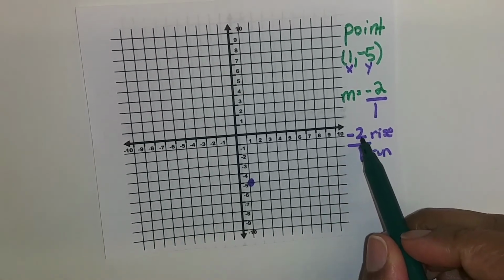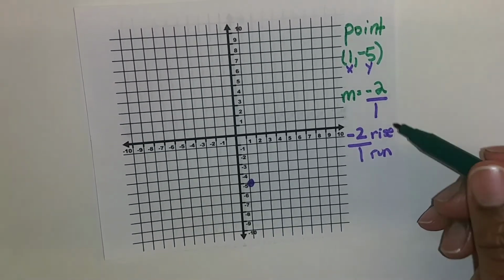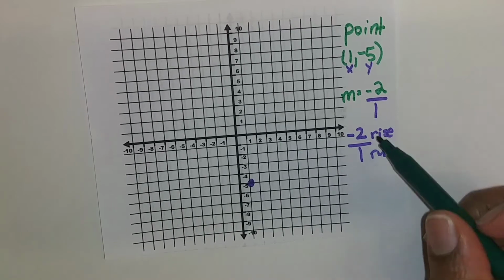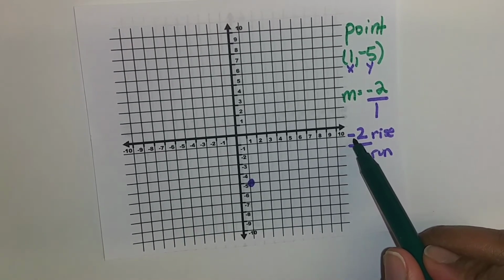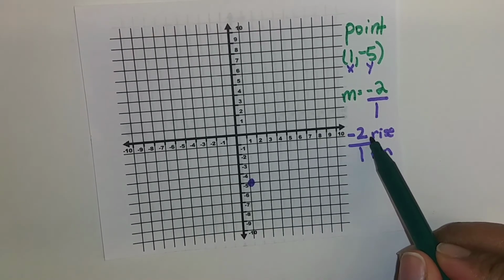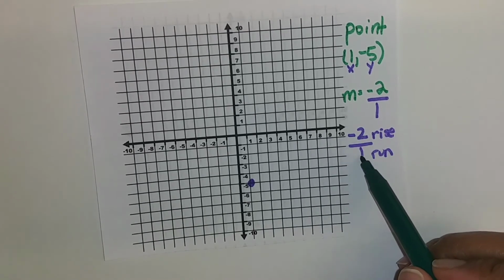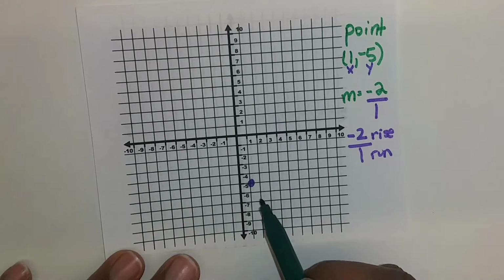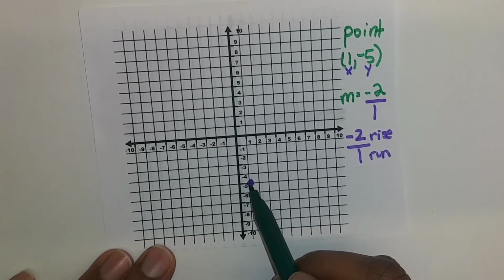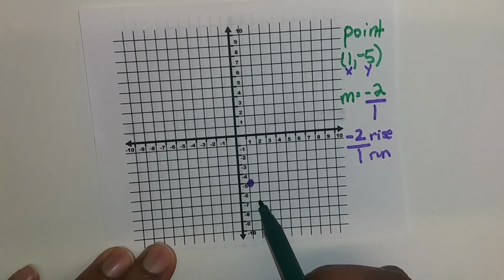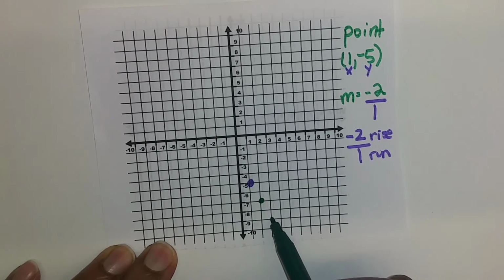You may be thinking, rise means to go up. Yes, that's true. However, since I have a negative in front, that means to do the opposite. So instead of rising up, I'm going to go down. I'm going to go down 2 and then run over to the right. So starting at this point, I'm going to go down 2 units, and then run over 1.